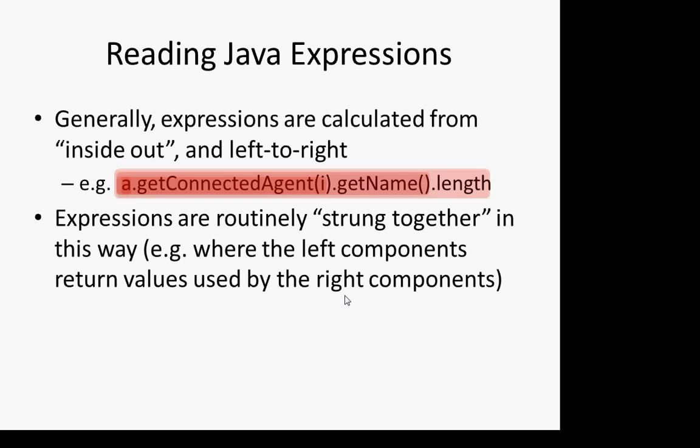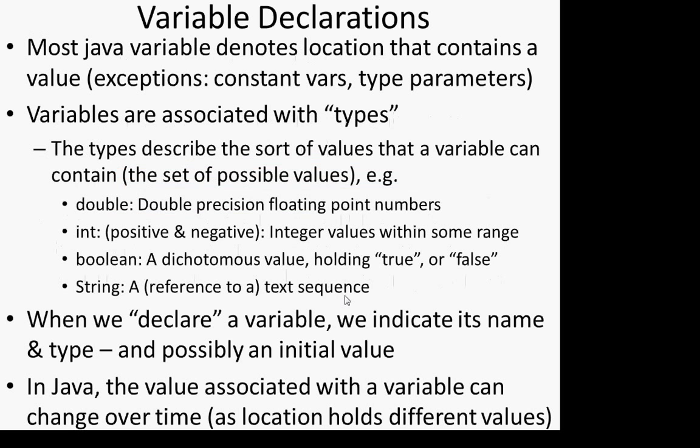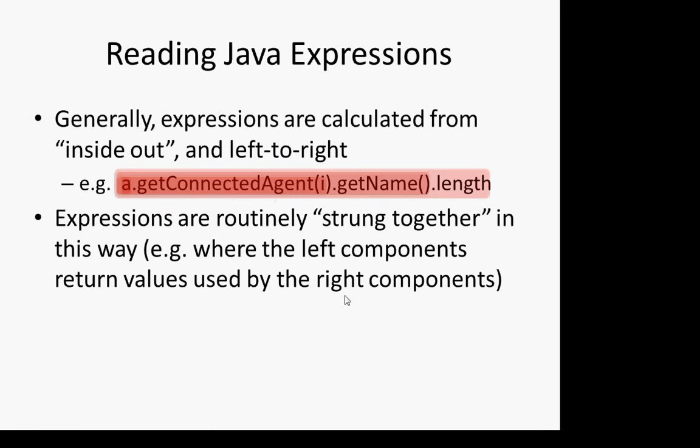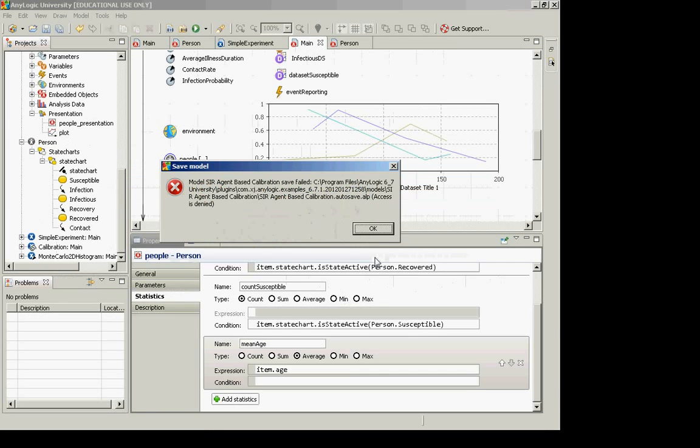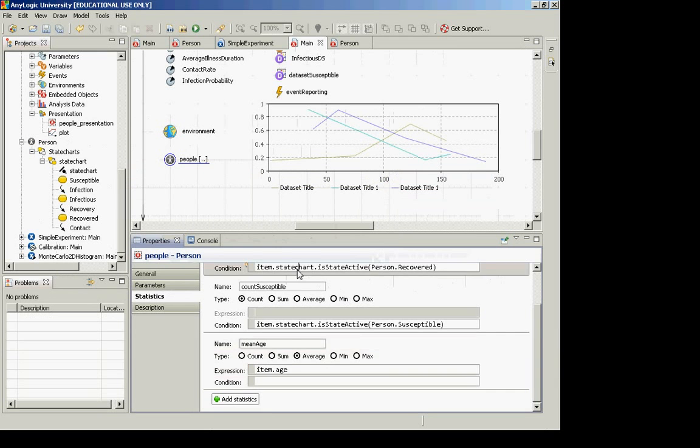Okay, so that's about expressions and values. Expressions compute values. And when we look at code, we're going to try to understand what those expressions do. So if we look at the code that we created today, for example those statistics, these are expressions. They are computing a value. The value they are computing is a Boolean.